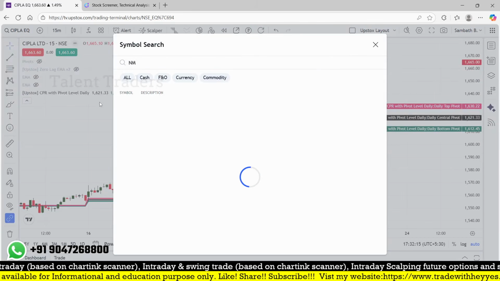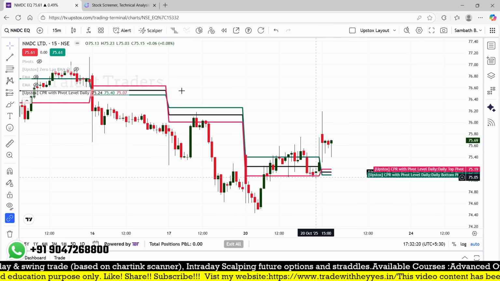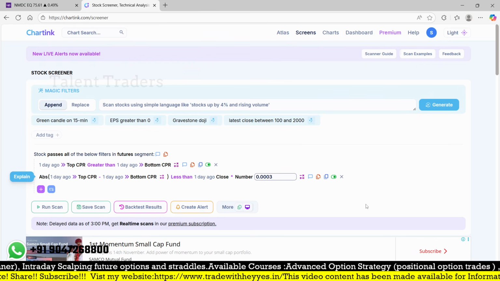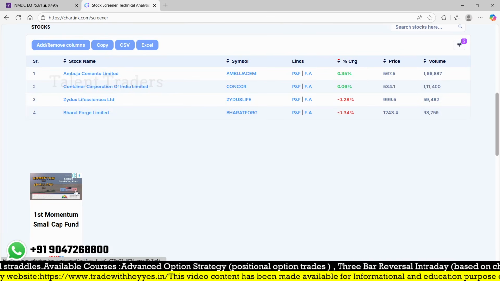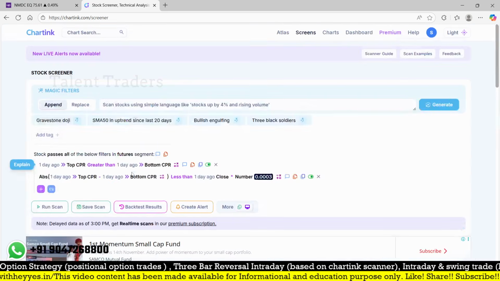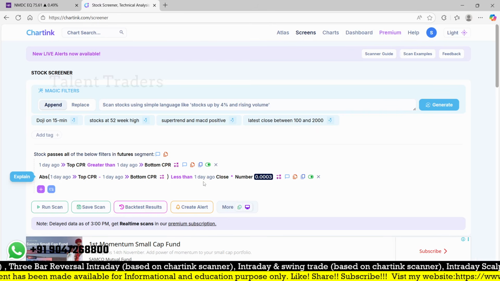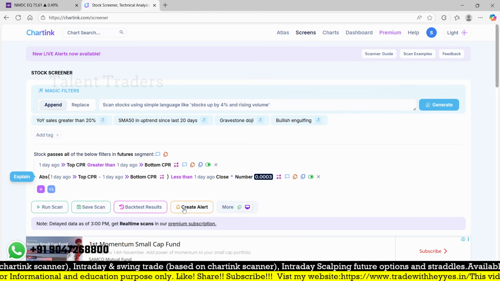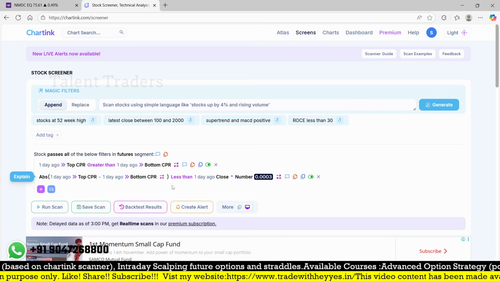So what is happening in NMDC, whether it is narrow or not. So it is very, very narrow, but here we have to use an even lesser number, 0.0003. So if you are using this, we have a few stocks and you can easily fetch the stocks, only 4. So this is an adjustment you can make comparing with the previous close. Or we can compare with the TC and top CPR and bottom CPR values also.